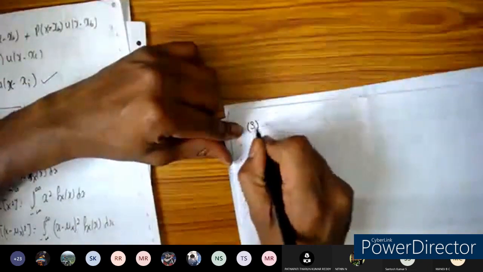Problem number 8. Okay, so some exam problems are there, some repeated assignment, that is, the model question paper problems are there. So I'll take that one.